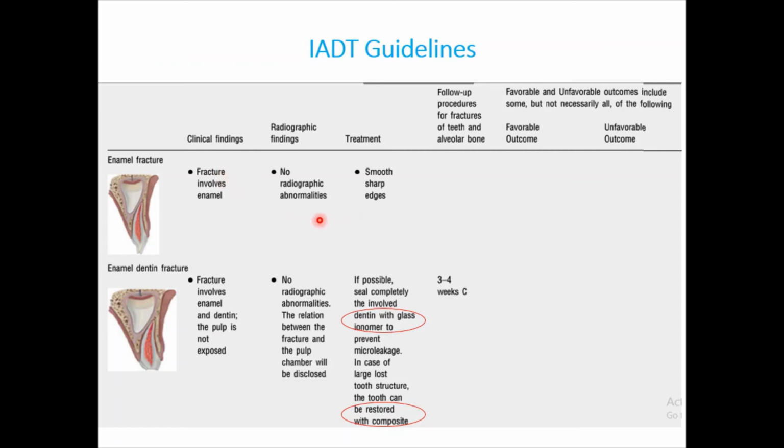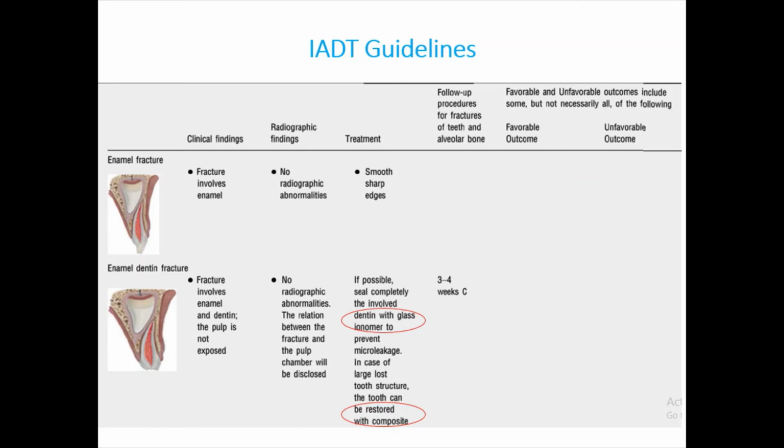Radiographic findings: no radiographic abnormalities can be seen. So the treatment option will be to smooth the sharp edges. But if the fracture is of enamel and dentine, as we can see here in this picture, involving enamel and dentine and not the pulp, then no radiographic abnormalities will be seen. But what we can do is seal the fractured area with a glass ionomer to prevent any micro leakage.